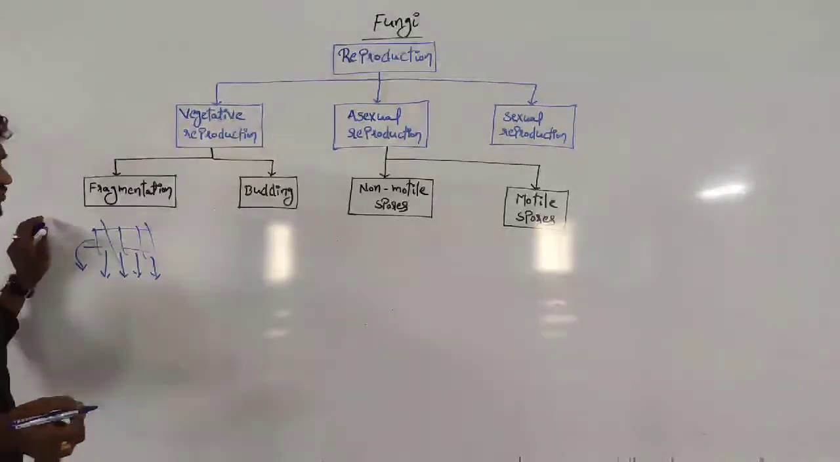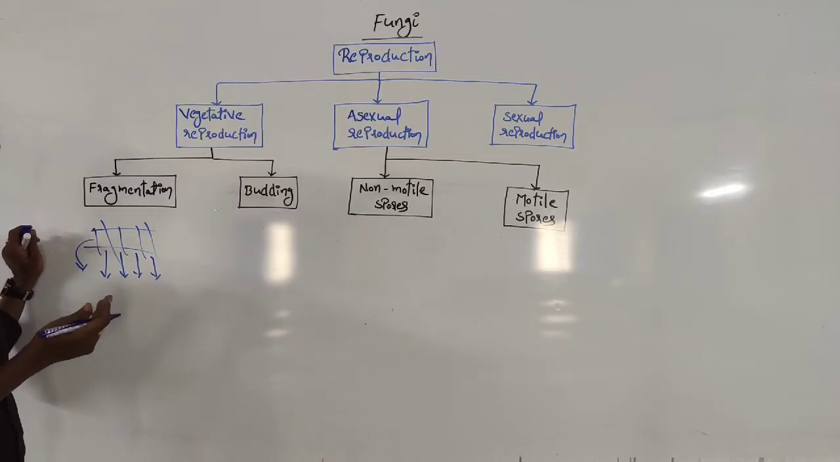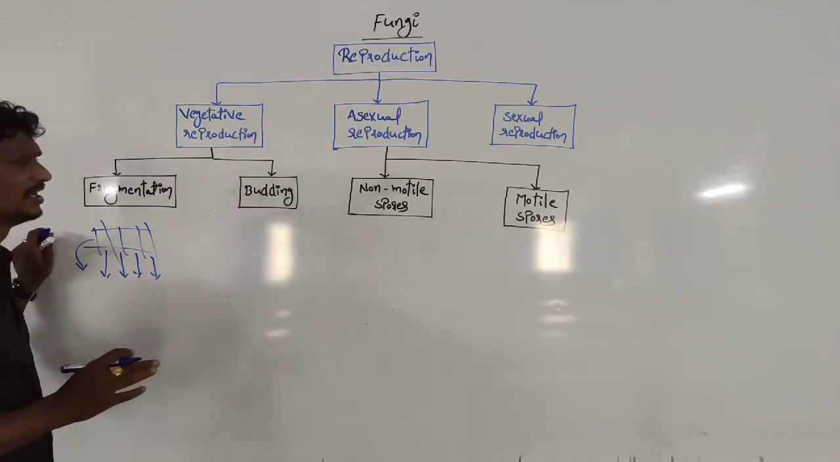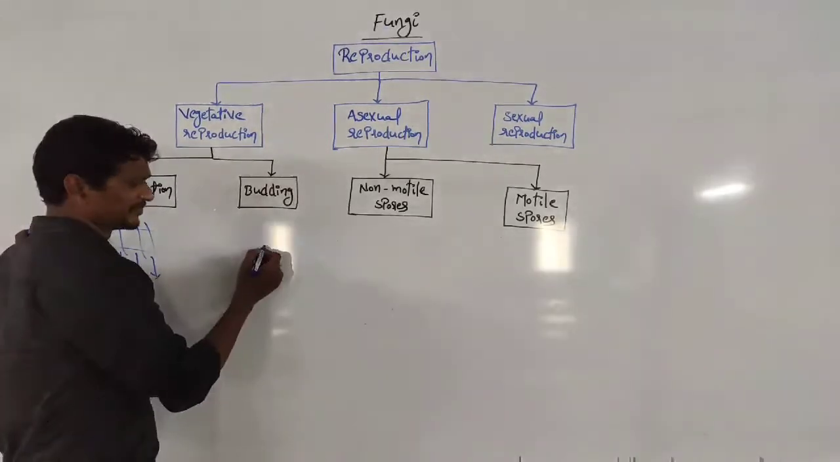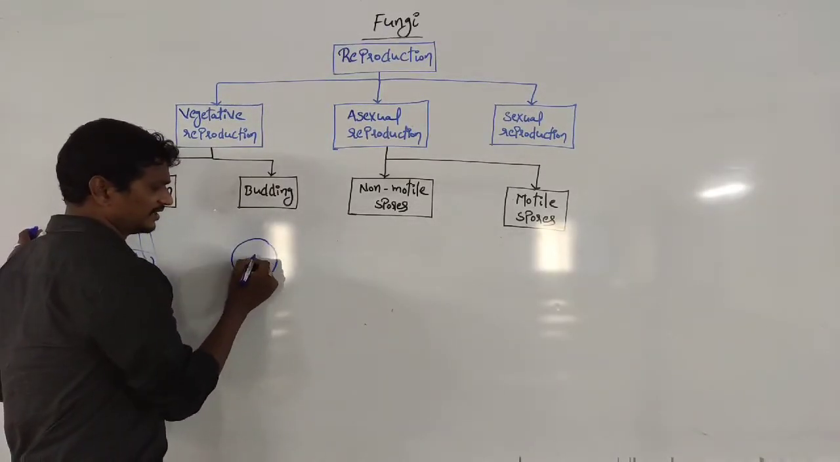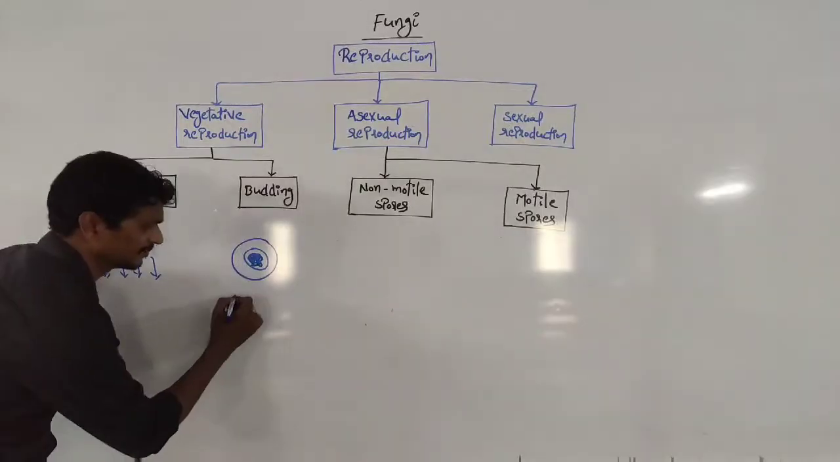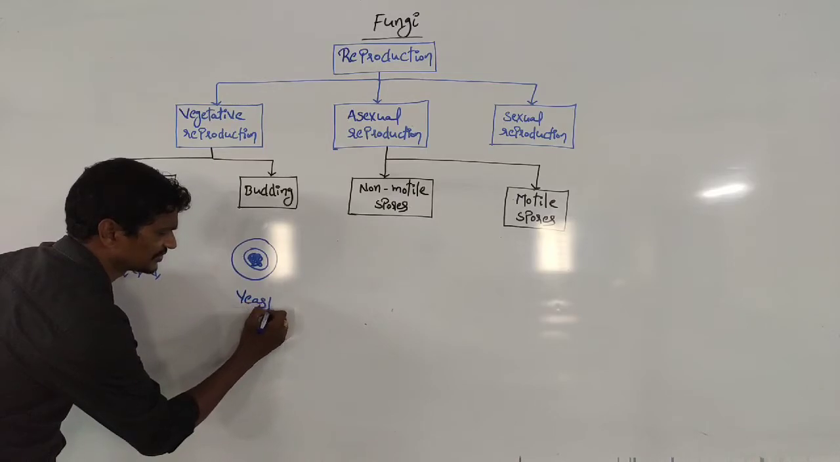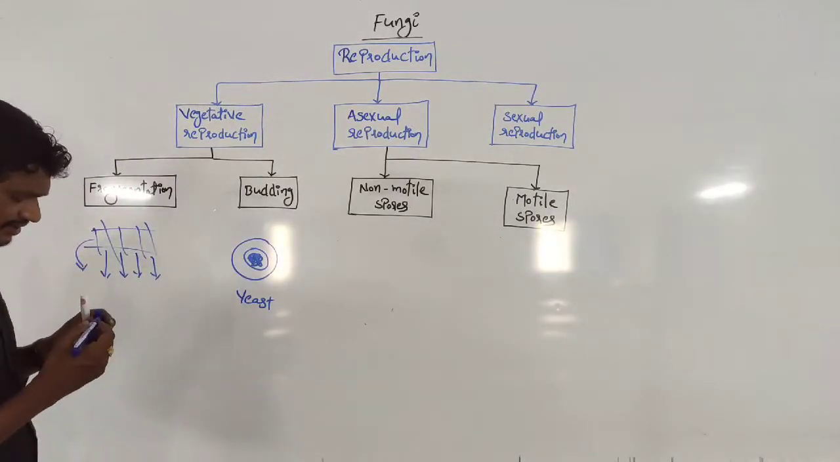So that kind of reproduction is called the fragmentation process, right? The fragmentation process is mostly seen in all types of fungi. One of the best examples we know of this process is budding. This is one of the fungi, and this is the nucleus of the fungi, right? And this is a unicellular fungus. The best example is the yeast.